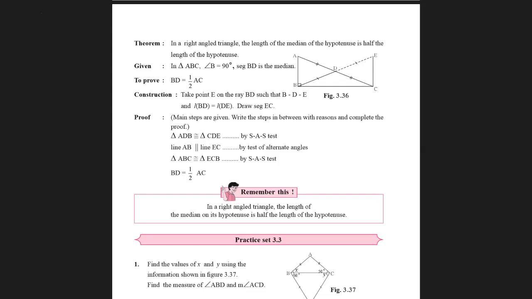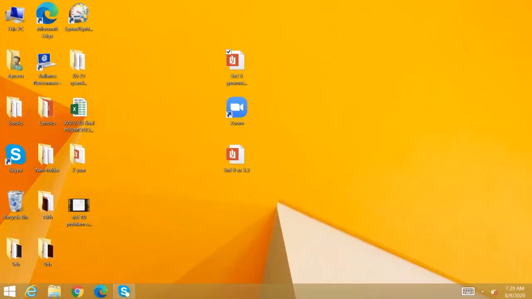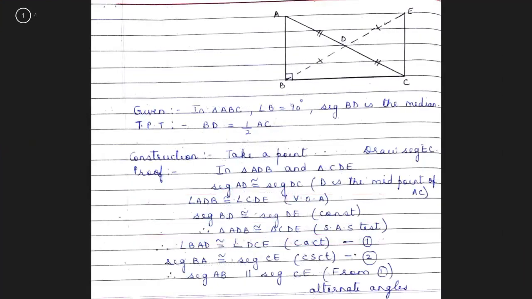So we have extended the line BD up to the point E such that they fall on a straight line BDE, and we have joined EC. So we got BD equal to DE. Okay, this is your construction. Now the proof here in the textbook is written in a very short way. So I've explained it and written it with all the steps. Okay, so you will be able to understand it better. Till construction, it is the same as what is there in your textbook. From the remaining part, I'll explain.